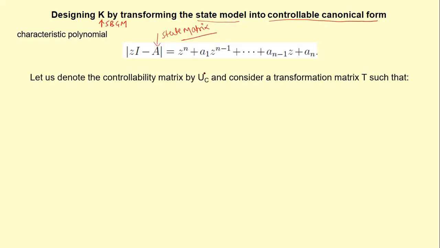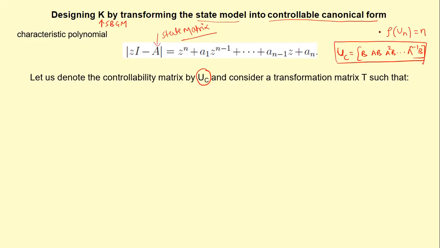Now, the controllability matrix Uc is given by, as we all know, B, then AB, then A squared B, up to A to the n minus 1 times B. So this is the controllability matrix. For a given system to be controllable, this matrix should have full rank. The rank of this matrix should be full, that is n, the order of the system, right?